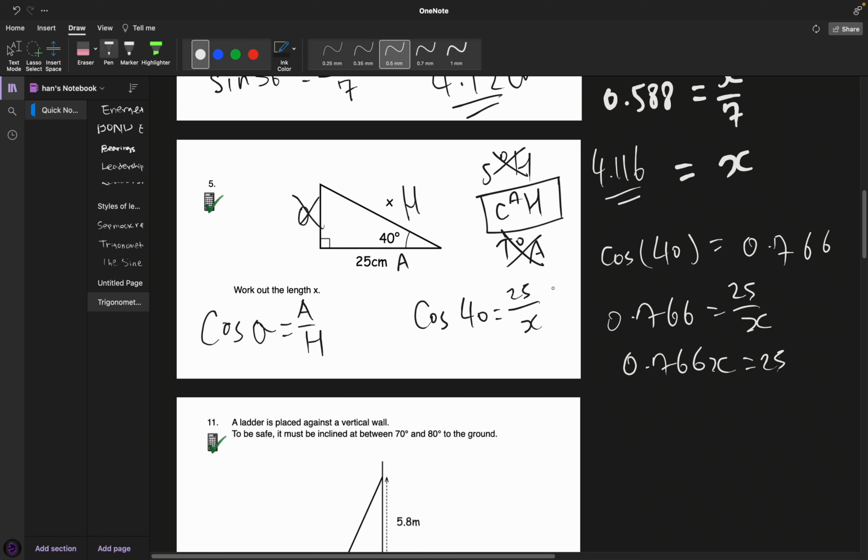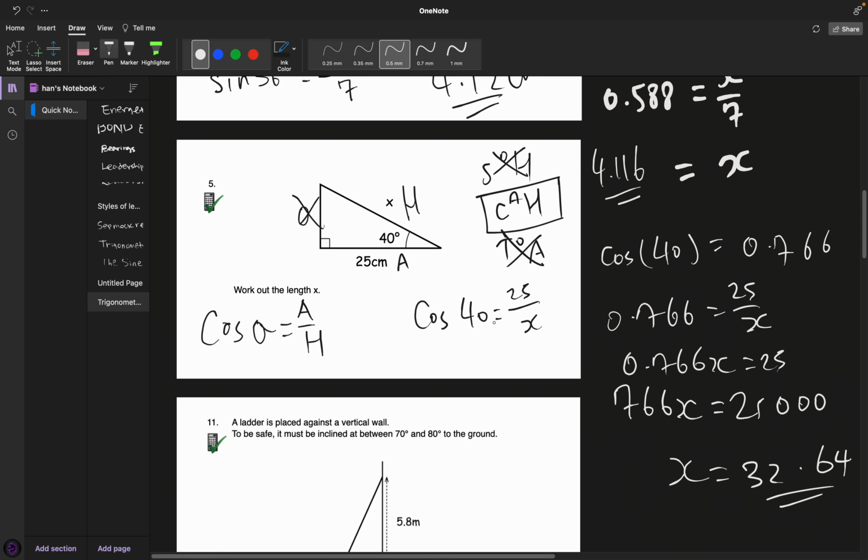How are we going to get rid of the decimal? Well, I just prefer to make this a whole number first. I know it's another step, but it just makes me happy to do it. Multiply by 1,000. So 766x is going to equal, we multiply by 1,000 again here, 25,000. And we divide by 766 on both sides. So 25,000 divided by 766 will give us x is equal to 32.64 to 2 decimal places.